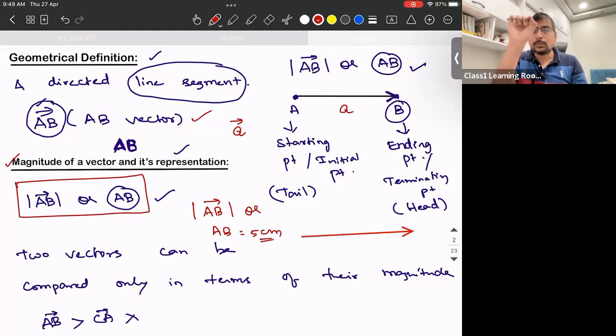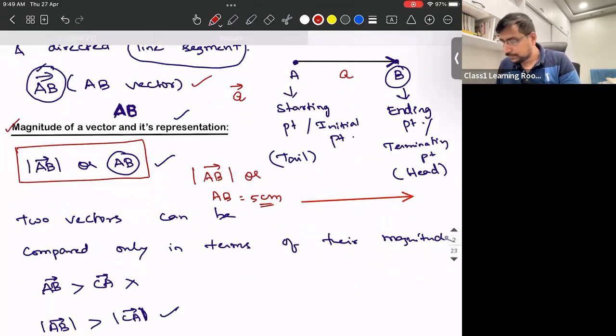So when you put an arrow mark on top of it and put a modulus, it is going to be magnitude. Or if you remove the arrow mark and just write AB also, people will be able to understand that you're talking about the magnitude of a vector. Am I clear with this?